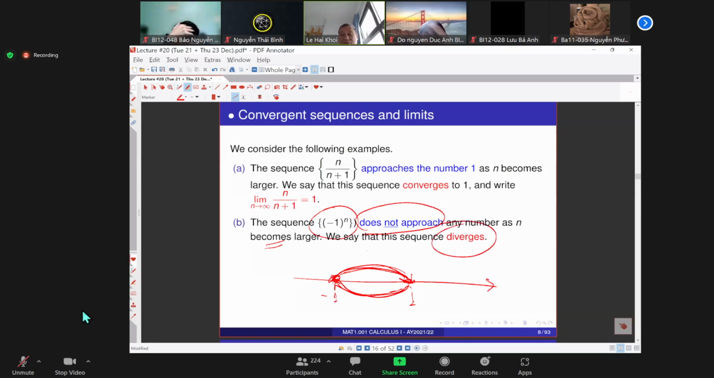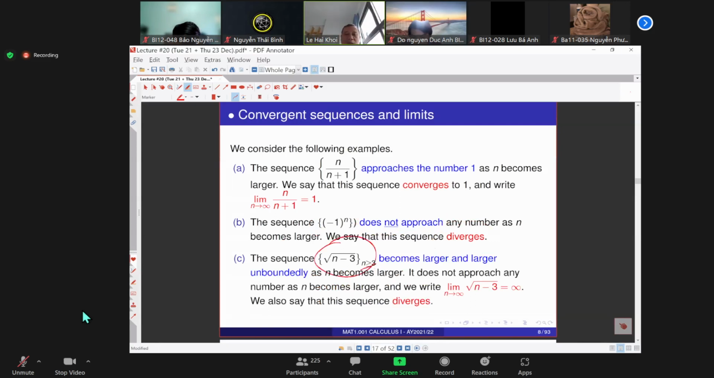Right. Diverge. Okay. Giống như là integrand converge và integrand diverge, thì ta dùng một từ như nhau là converge và diverge. Nhưng mà definition của sequence và improper integrand là different. Okay. Next. This sequence consider from n equal 3 become larger and larger.